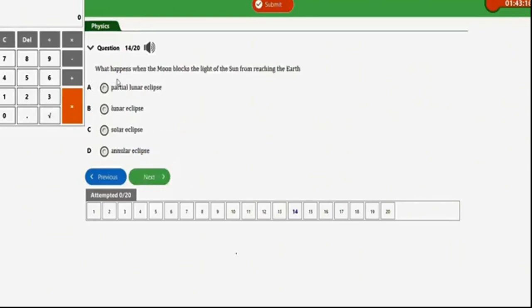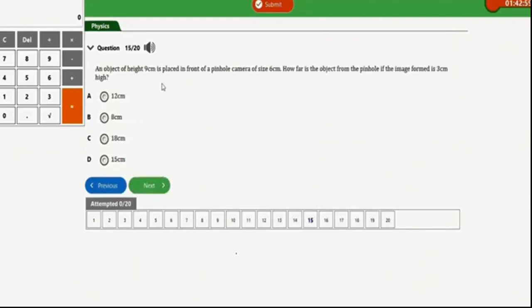It says what happens when the moon blocks the light of the sun from reaching the earth? So we're going to have a solar eclipse, or eclipse of the sun. Alright, so the correct option is option C. The next question is this one.